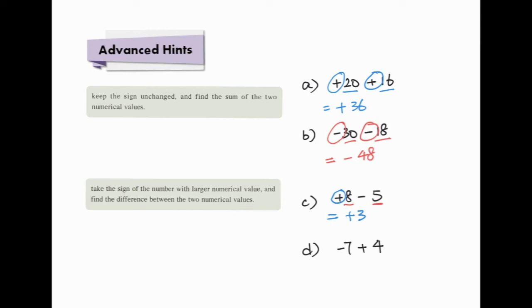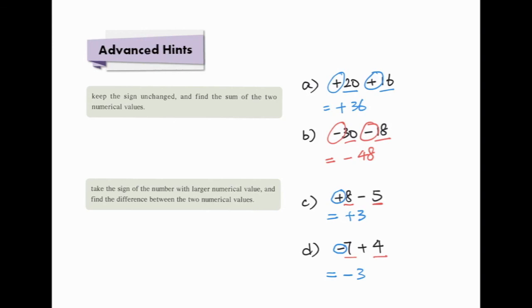Part D. -7 and +4. 7 is larger than 4. Take the sign before 7 and write down the negative sign. The difference in numerical values is 7 minus 4, which is 3. Therefore, the answer is -3.